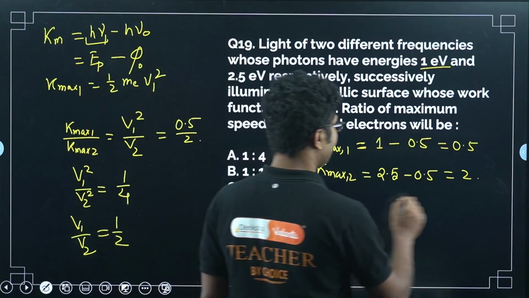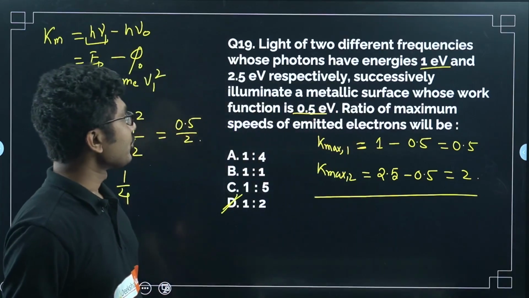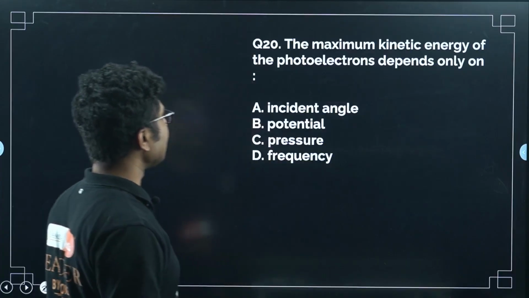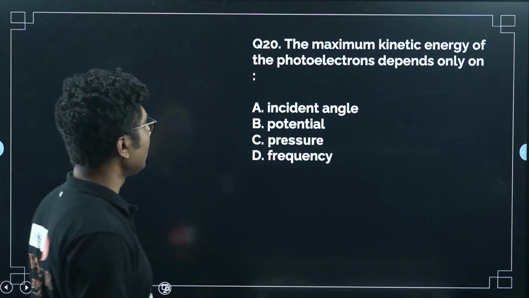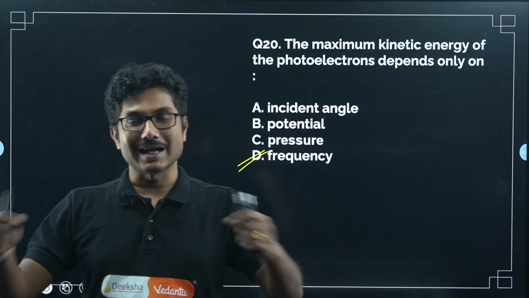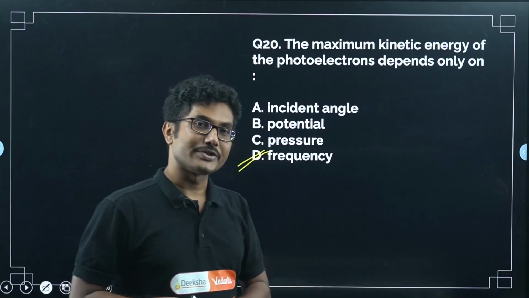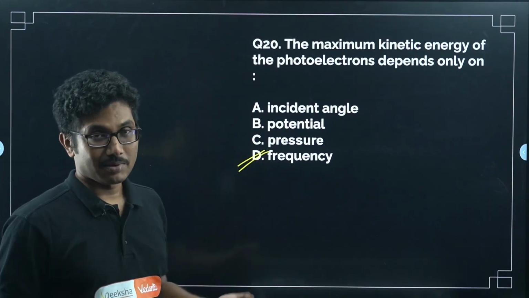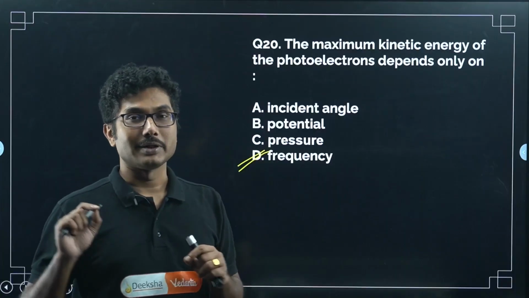This is a KCET level problem. Okay, this kind of question may come in your upcoming exam as well. The maximum kinetic energy of the photoelectrons depends on frequency. So this is a very common question. Either they ask about intensity, what will happen to the saturation current, or they ask what will happen to the maximum kinetic energy. This only depends on frequency.